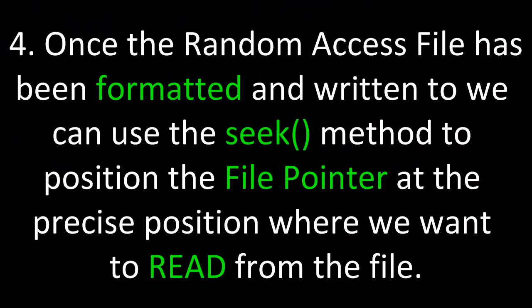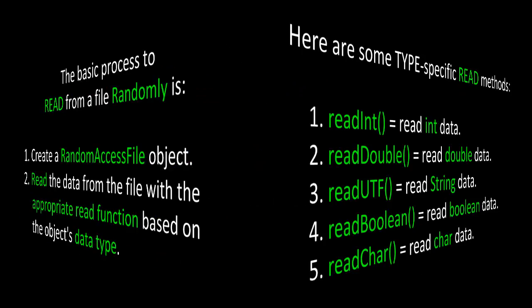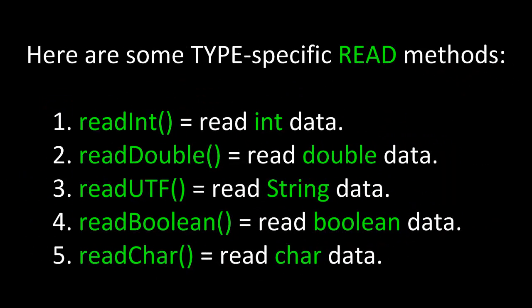Once the random access file has been formatted and written to, we can use the seek method to position the file pointer at the precise position where we want to read from the file. The basic process to read from a file randomly is first create a random access file, and then read the data from the file with the appropriate read function based on the object's data type. Once again, here are some type-specific read methods. Read int to read integer data, read double to read double data, read UTF or Unicode text to read string data, read boolean to read boolean data, and read char to read character data.